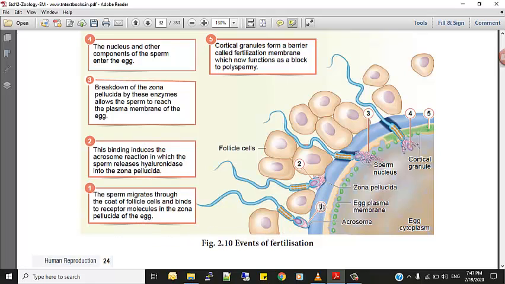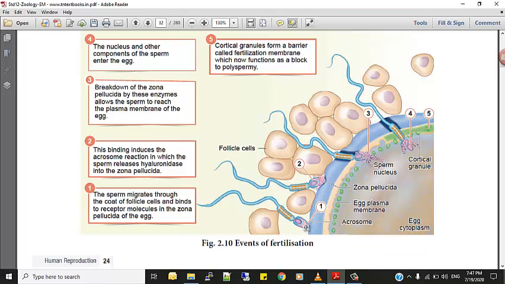This is the first one, and you can see that you already studied the structure of the sperm. This is the head part, the middle part and the tail part. So this is the only luckiest sperm which is going to fertilize now, and we are going to see the journey of this sperm only.